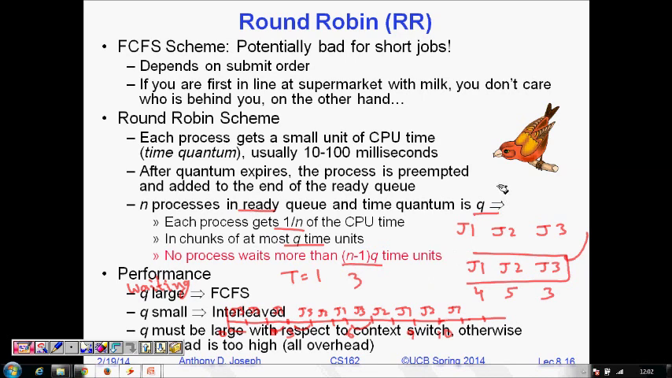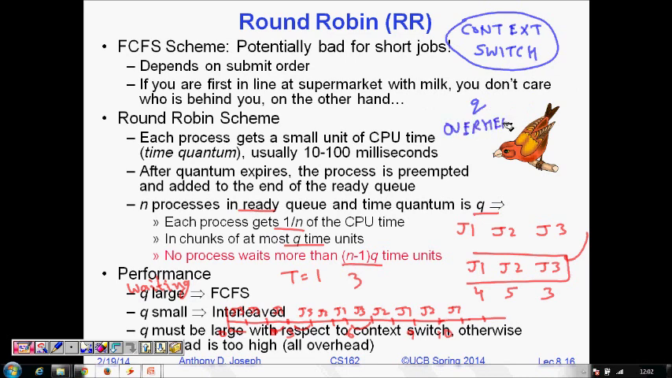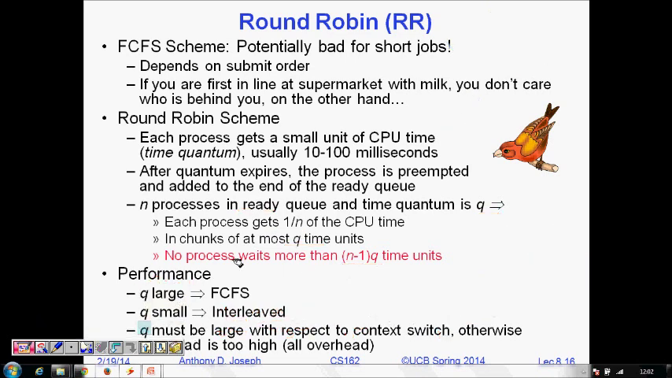We know that a context switch happens between the time when a process changes and the CPU runs another process. If the context switch time is greater than your time slice q, then what will happen? There will be a lot of overhead. The overhead will be too much, and that will create problems. So you should remember this.